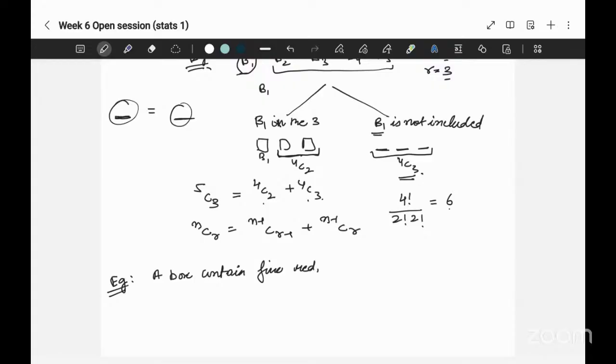But in the mathematical sense, what is 5C3? It is 5 factorial divided by 3 factorial into 2 factorial, which is 5 into 4 divided by 2, which is 10, right? Similarly, 4C2 is 6, and 4C3 is 4 factorial divided by 3 factorial into 1 factorial, which is 4. So 6 plus 4 is also 10. So my left hand side is equal to the right hand side. Now it is fine.